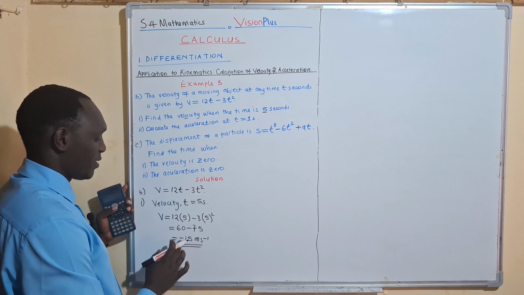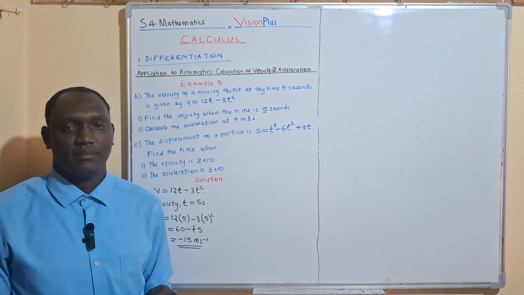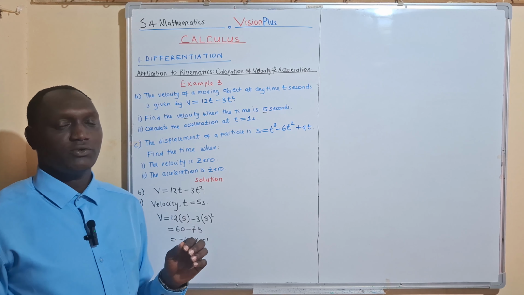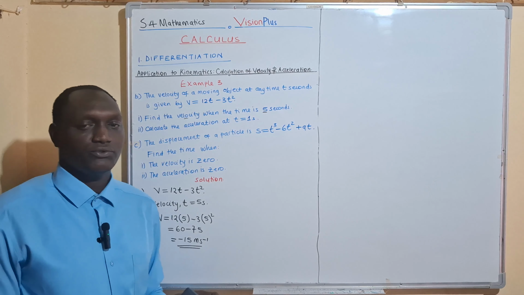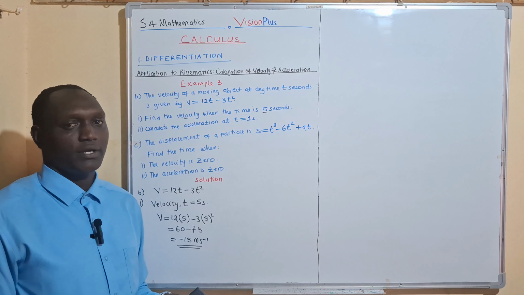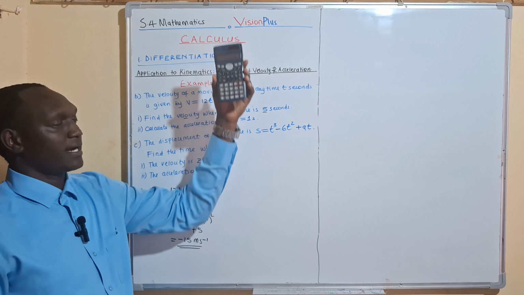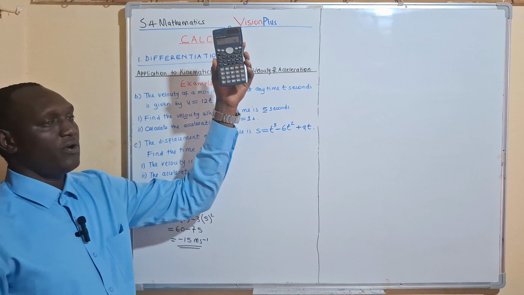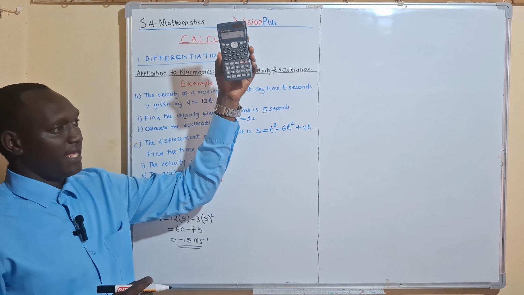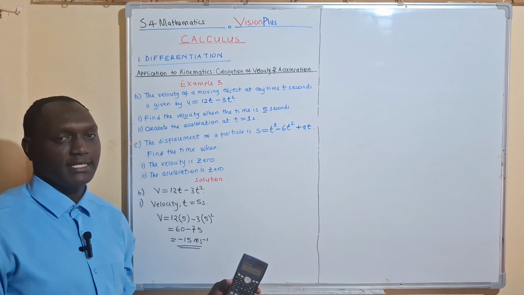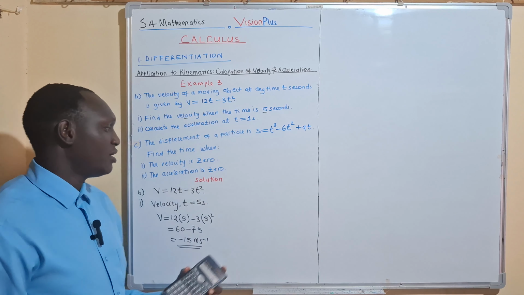I know someone is complaining, why is it negative? If you get the velocity as negative, what does it mean? It means that the particle is moving in the opposite direction. For example, if you throw an object up, like this calculator, it will go up and fall back. So the velocity at any time when it is falling back will be negative. Why? Because it is moving opposite to the initial direction of projection.